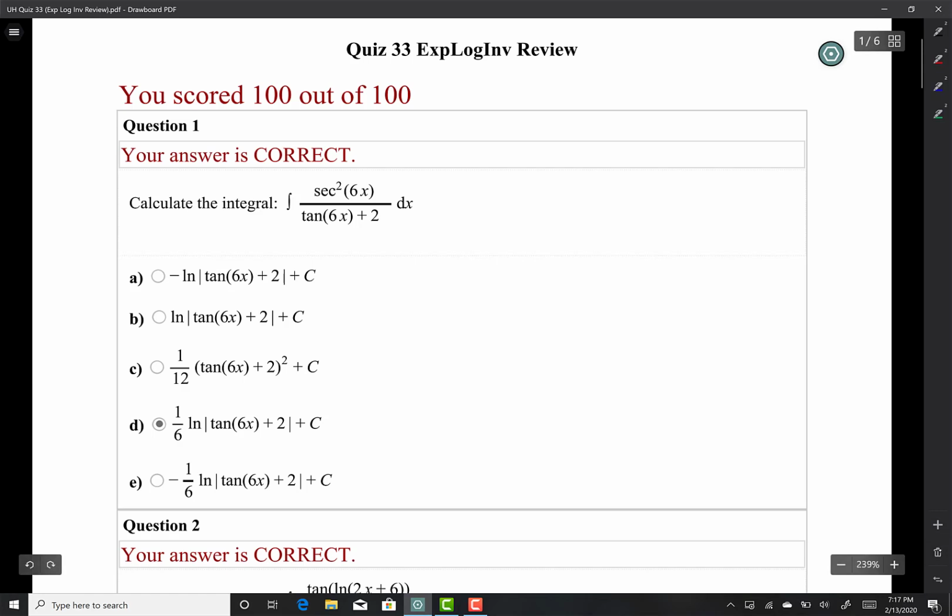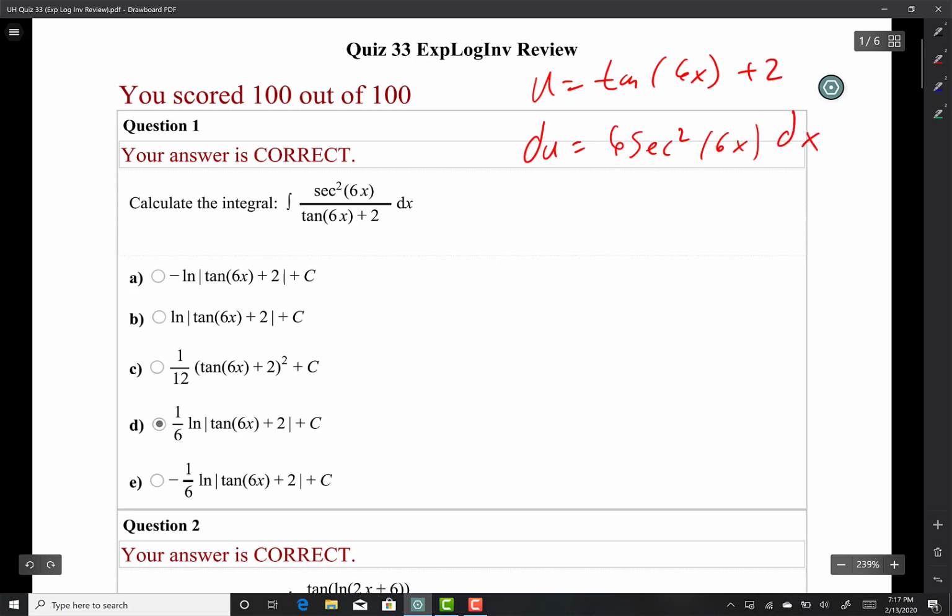you have to do u substitution, guys. So make a relationship. We notice there's a secant squared on the top, and there's a tan on the bottom. So if I make u equal to tan of 6x plus 2, then du is going to be secant squared of 6x times 6 dx.